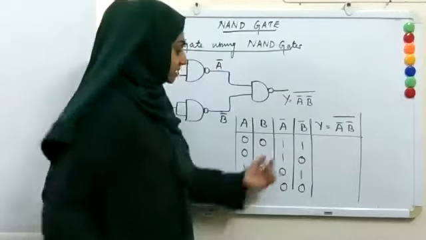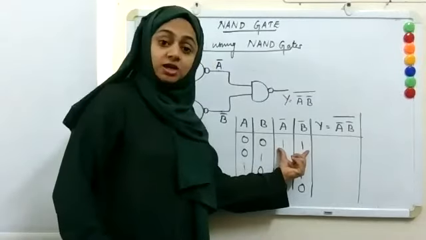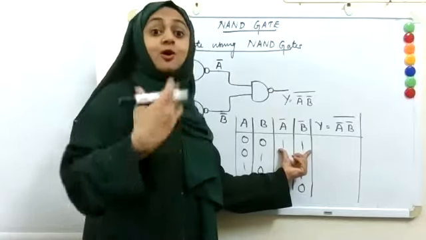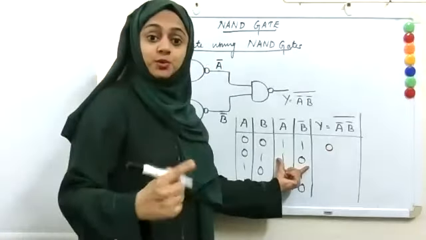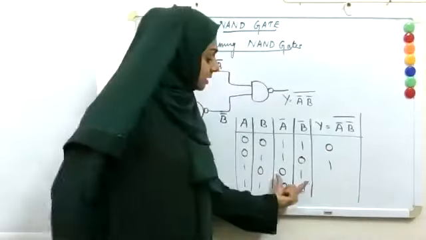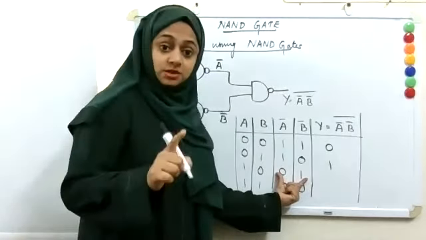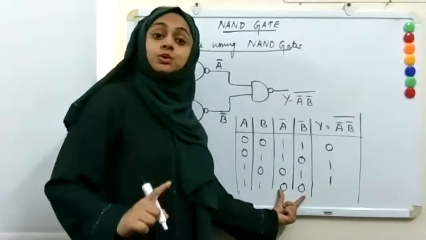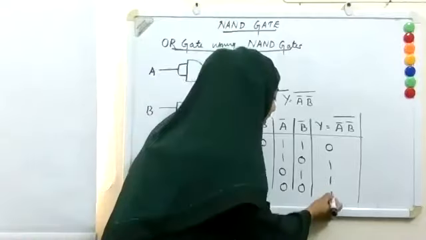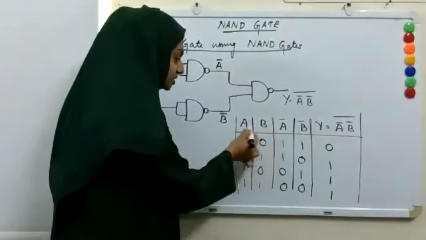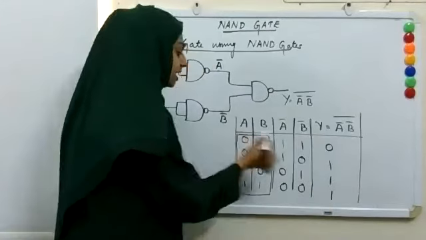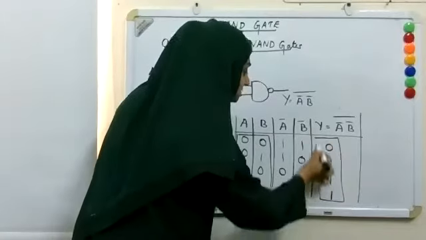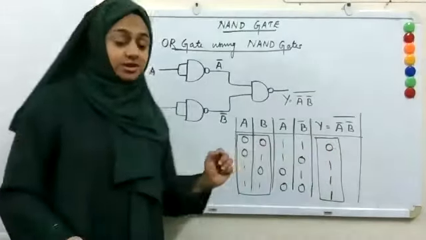Now let us see when we take A bar and B bar. 1 and 1, 1. Not 1, so 0. 1 and 0, 0. Not 0, 1. 0 and 1, 0. Not 0, 1. 0 and 0, 0. Not 0, 1. Now let us look at the inputs. And this is the final output. So these are the inputs and this is the final output. Let us see whether it will look like an OR gate.